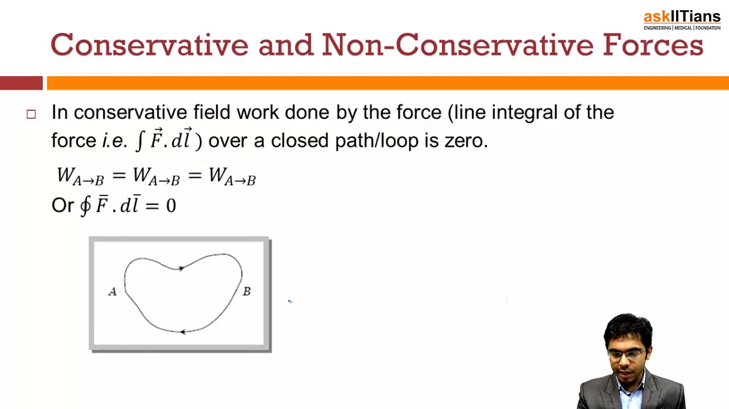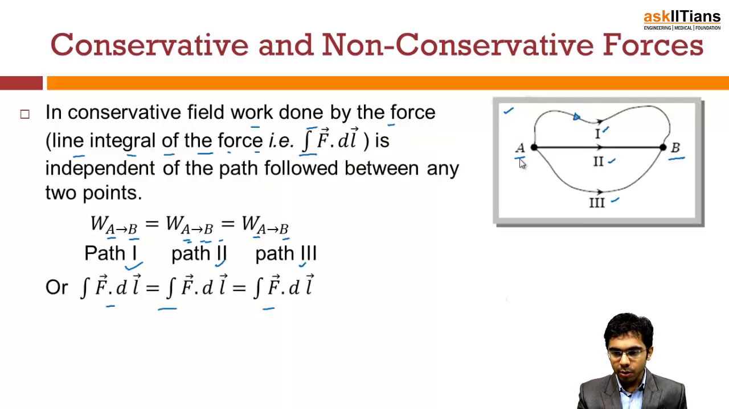Now, in a conservative field, the line integral of the force over a closed path loop is 0. That is obvious. Let's consider this path. Even if the body goes along one path and comes back along path 2, the magnitude of work done is equal. Let's say work done is positive going from A to B; for coming back from B to A, work done will be negative. So the total work done will be 0 for a loop.